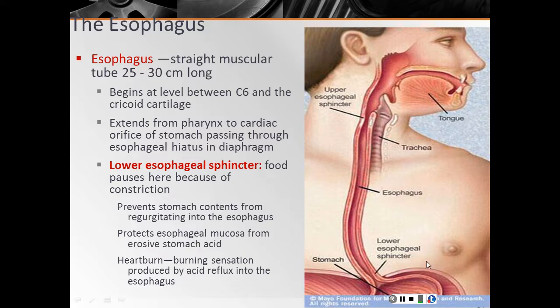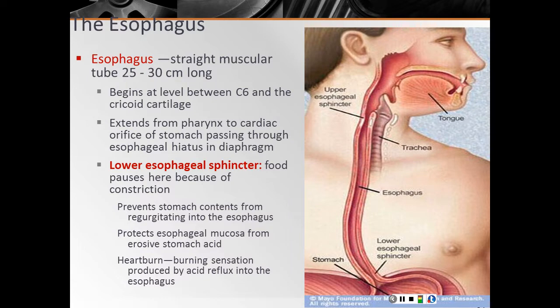So here we have the diaphragm here. It's going to penetrate this diaphragm at the esophageal hiatus, and then it's going to continue another 3 to 4 centimeters to meet the stomach, right in here, at the level of our thoracic 7. Now the opening to the stomach is called the cardiac orifice, and that's because of its position in the body, relatively near to the heart.